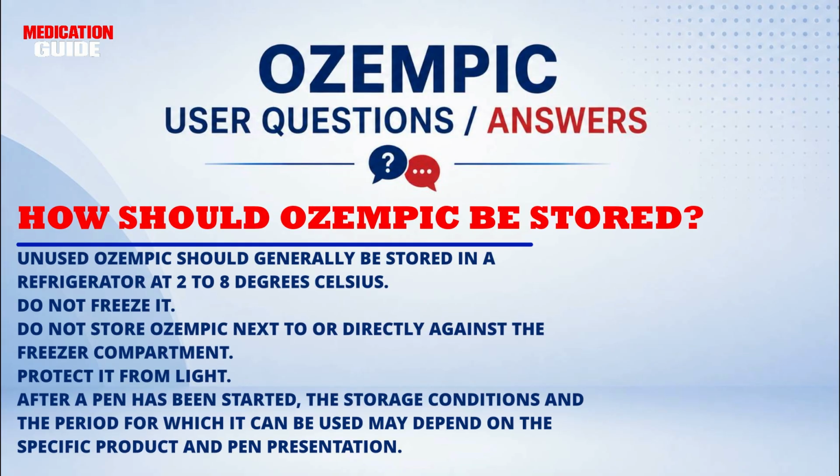How should Ozempic be stored? Unused Ozempic should generally be stored in a refrigerator at 2 to 8 degrees Celsius. Do not freeze it. Do not store Ozempic next to or directly against the freezer compartment. Protect it from light. After a pen has been started, the storage conditions and the period for which it can be used may depend on the specific product and pen presentation.